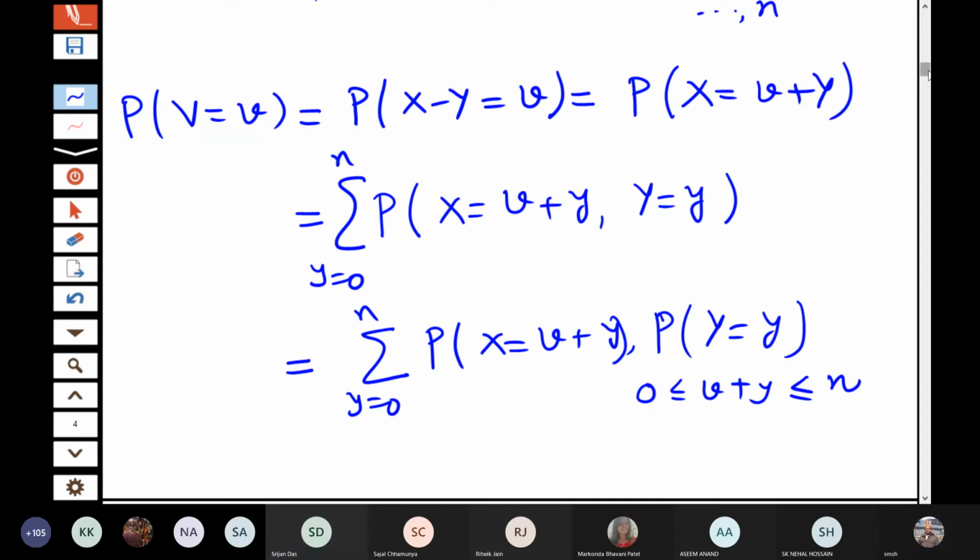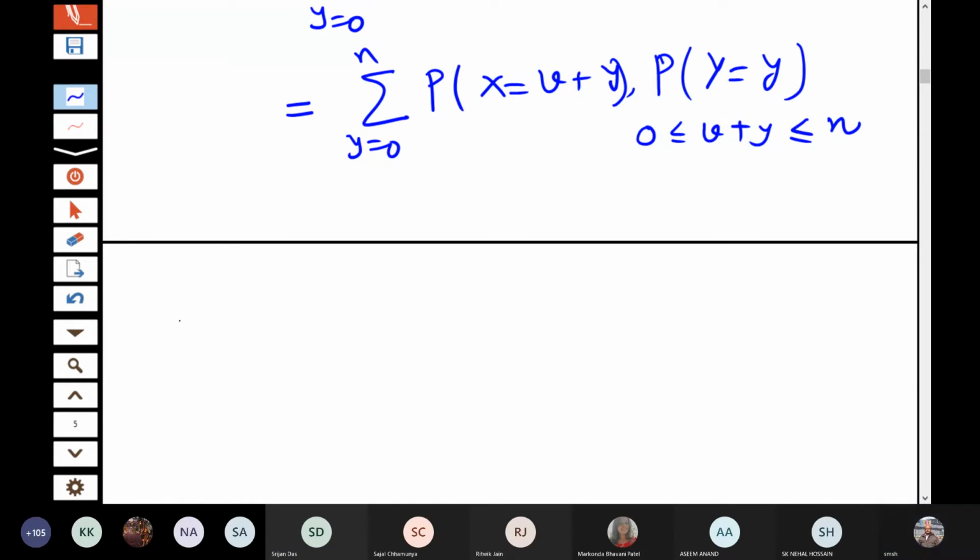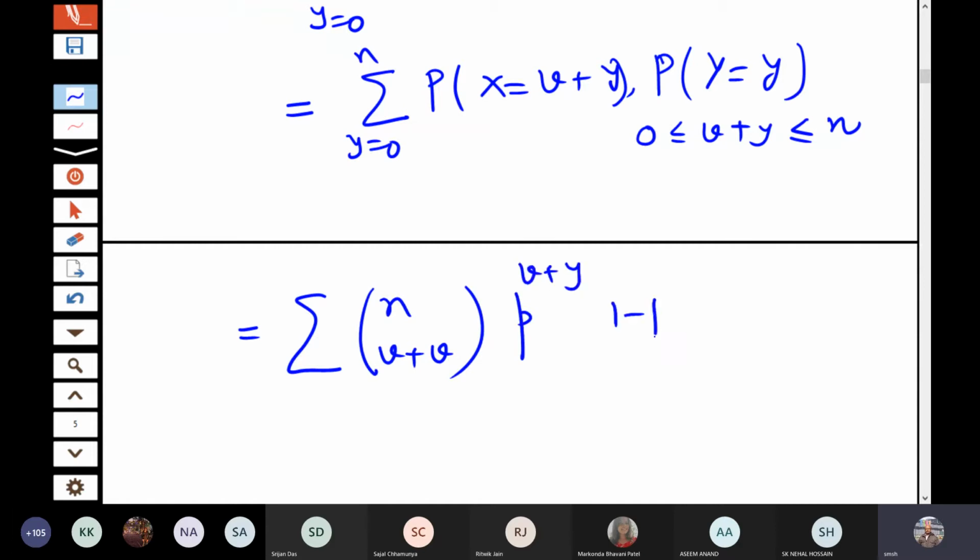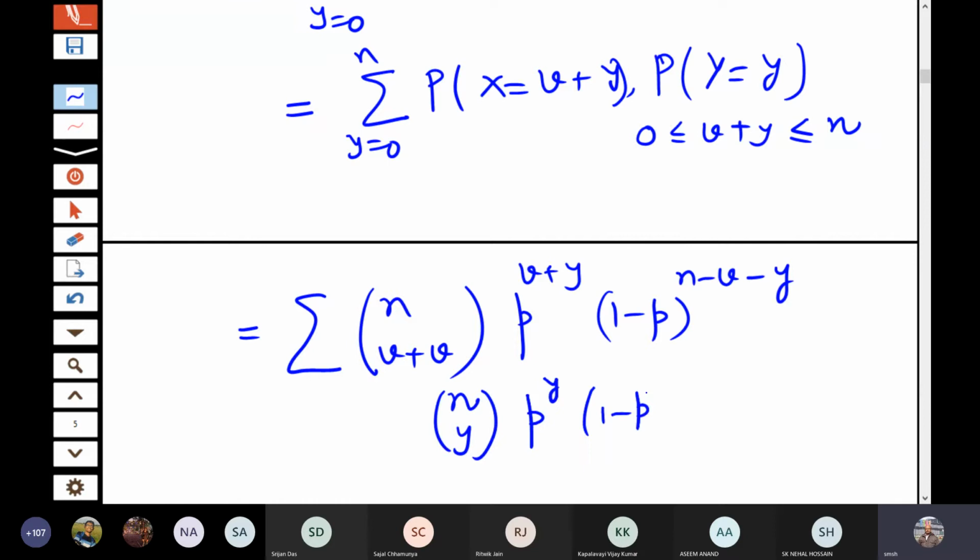So you just substitute the values here. Because we know the distribution of x, that is binomial n, p, so this is nC(v plus y) p to the power v plus y, 1 minus p to the power n minus v minus y. And what is the probability of y is equal to small y? That is again binomial. So it is nCy p to the power y, 1 minus p to the power n minus y.